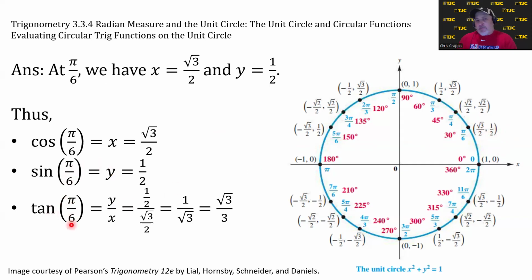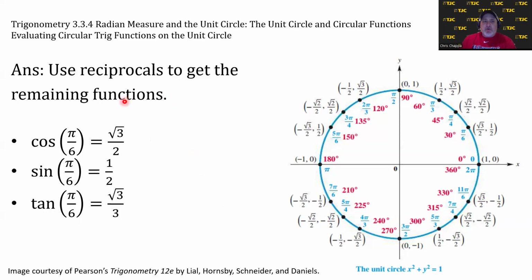And tangent of pi over 6 equals y over x. So we would put the 1/2 over the square root of 3 over 2. But if we reciprocate the denominator and multiply, the 2's cancel, leaving us with 1 over the square root of 3, which becomes square root of 3 over 3 upon rationalizing its denominator.